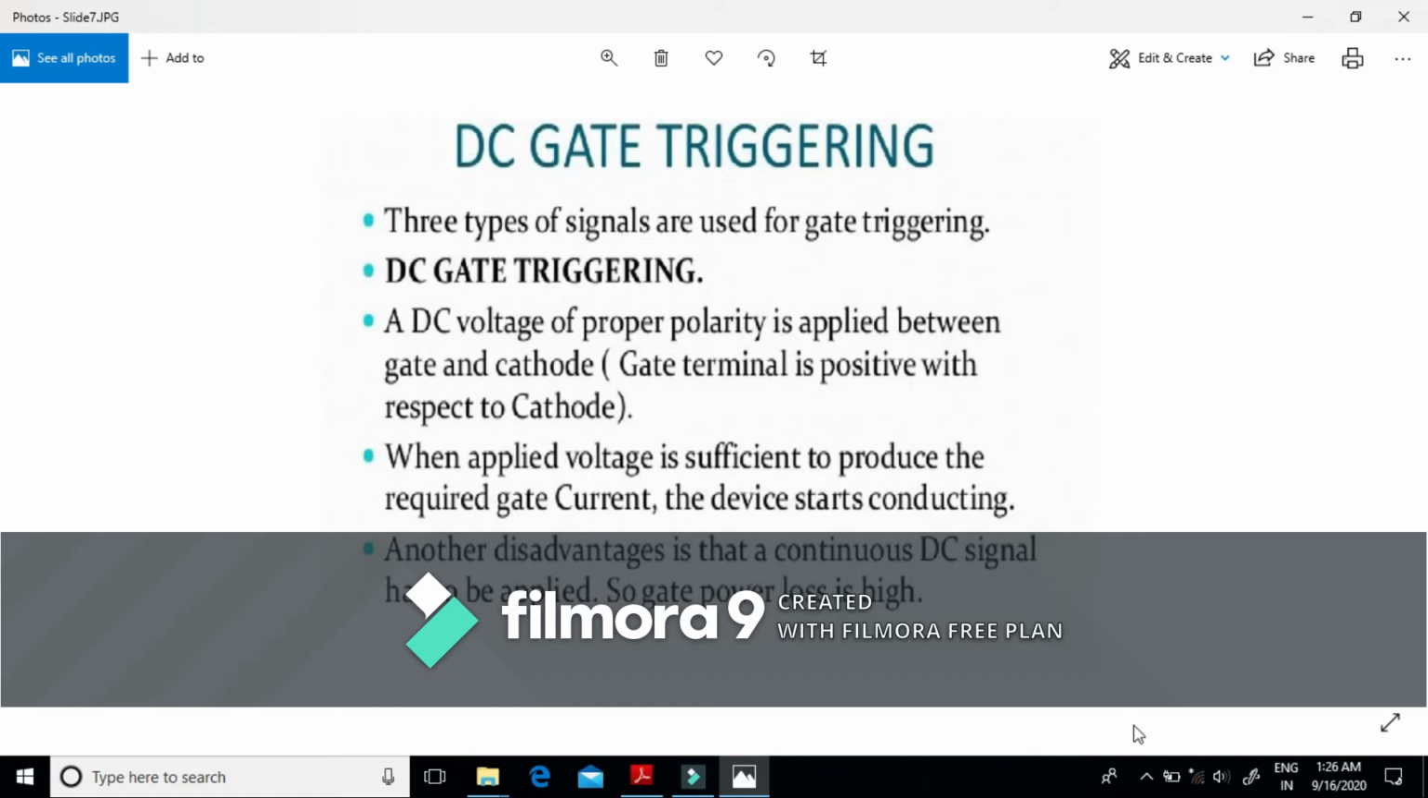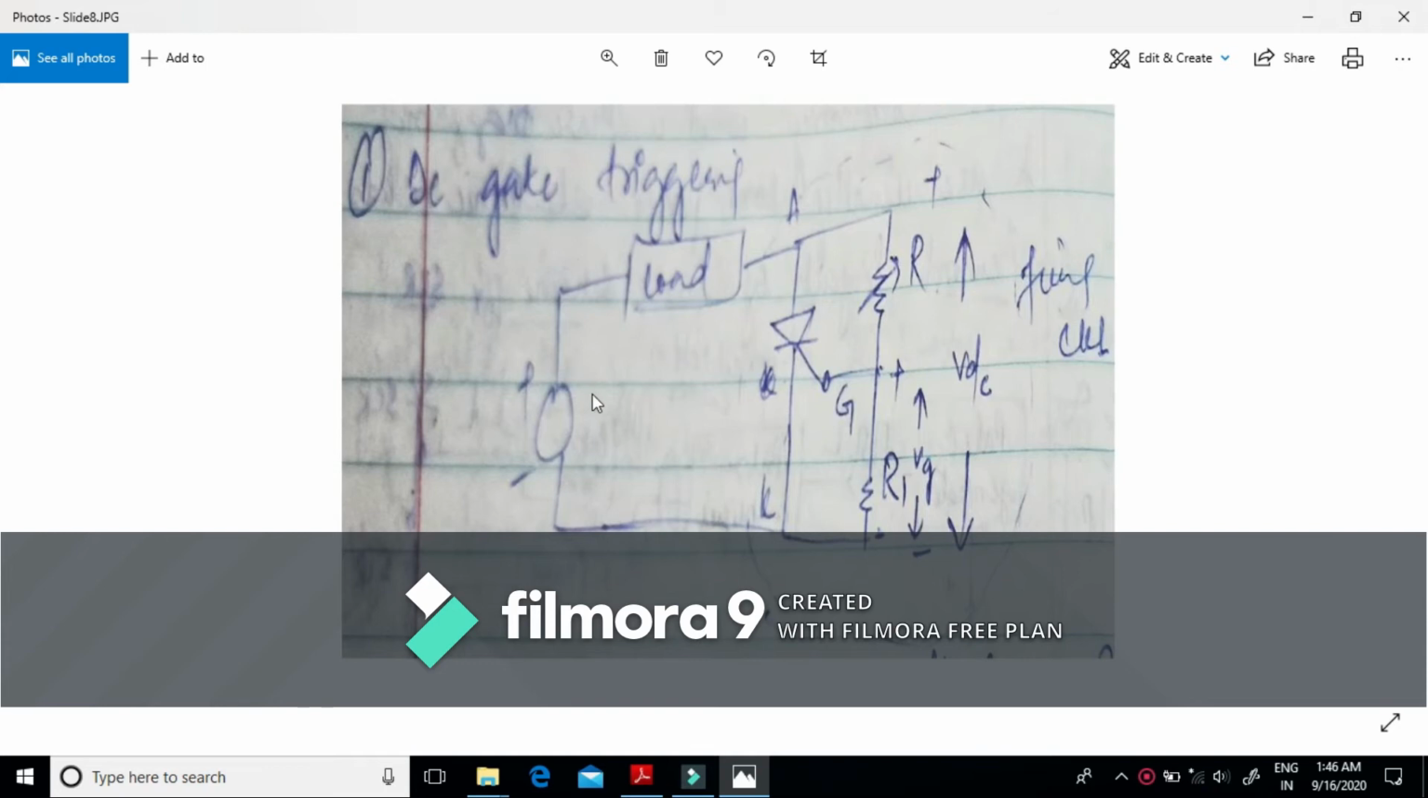When we apply a sufficient gate cathode voltage, this may cause turning on of the SCR. Or we can say when our gate triggering voltage is greater than our critical gate voltage, that is whenever VG is greater than VGT, it starts conducting at that particular angle alpha, which is called the triggering angle. But it suffers from a disadvantage: since in case of DC we are providing a continuous DC signal, it may cause gate power loss. This is the DC gate triggering circuit.